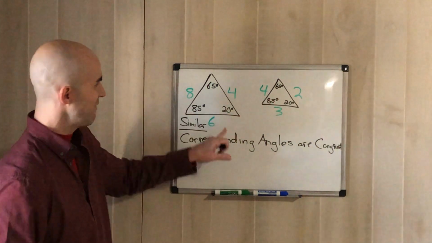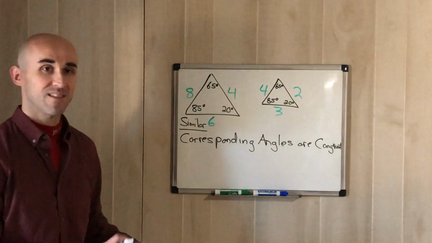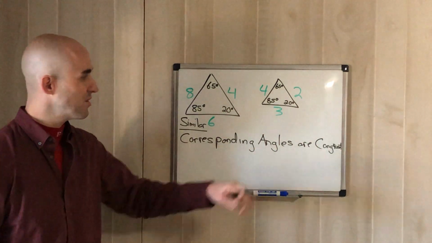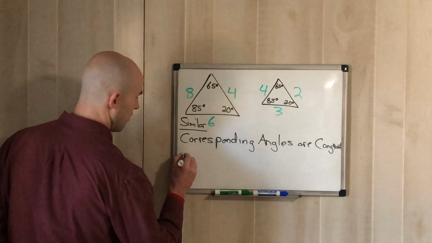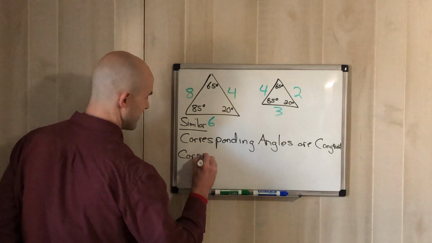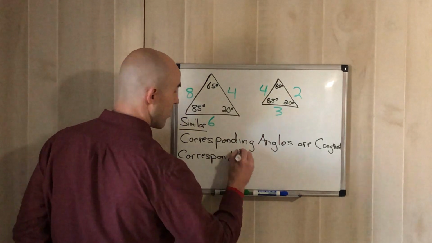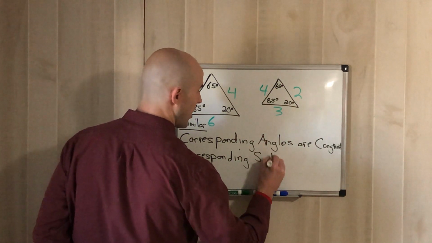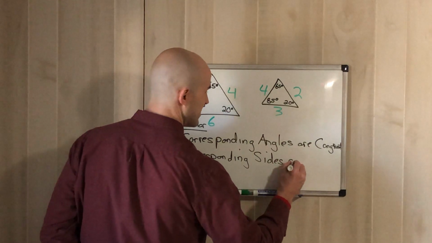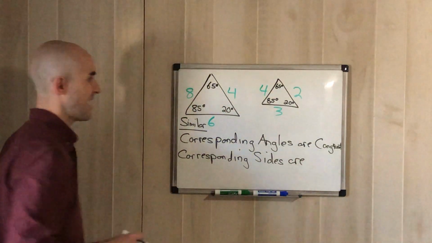That's 85, 85. That's 20, that's 20. Has to be. Whenever they're alike, their corresponding angles are always congruent. The only thing that's a little bit different are the sides. Remember, the sides are not exactly the same. But what is the same are the scale factors, right? The scale factors are always going to be exactly the same.